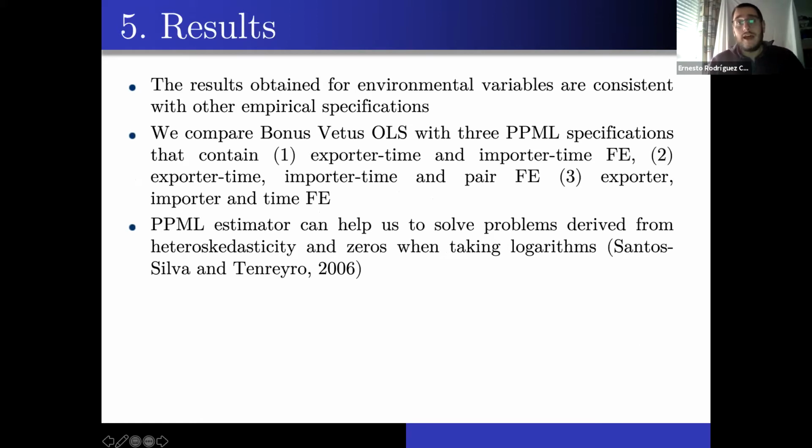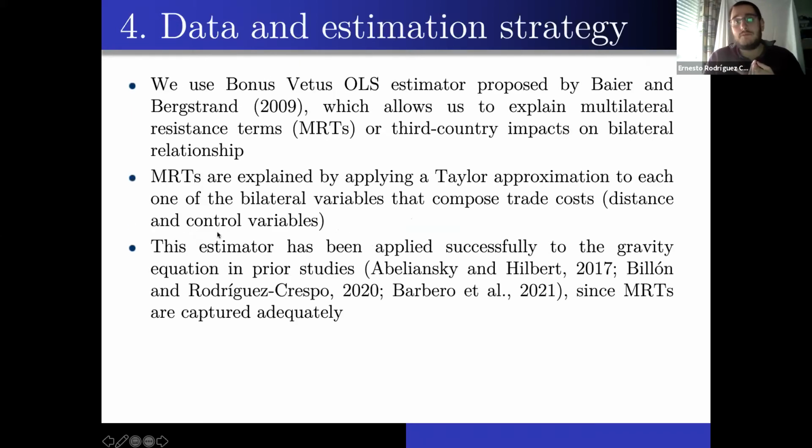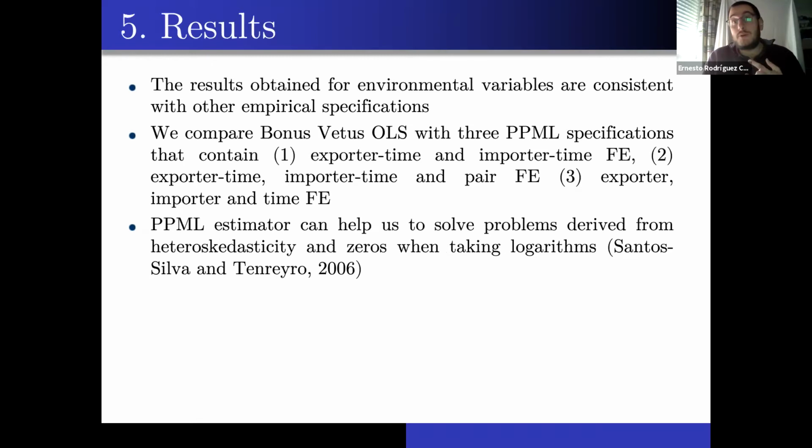Thanks. And then for our results, well, as I told you in the beginning, we had to be very succinct because of time, but first of all, we perform a robustness check. In this robustness check, we compared Bonus Vetus OLS with three PPML specifications. These specifications contain exporter-time and importer-time fixed effects, exporter-time and importer-time together with pair fixed effects, and also exporter, importer, and time fixed effects. Why are we using this pseudo-Poisson maximum likelihood?